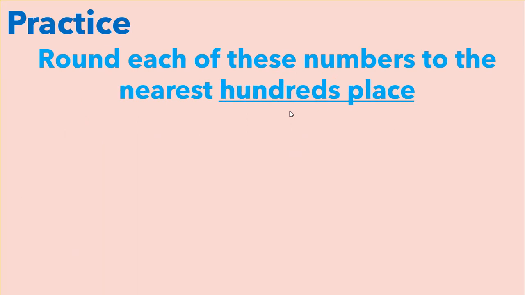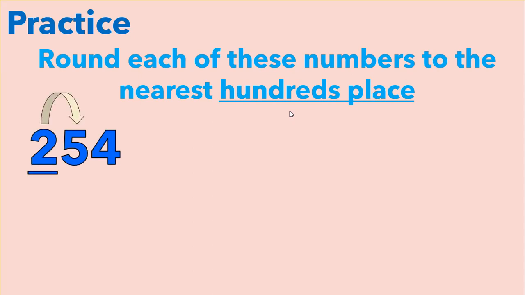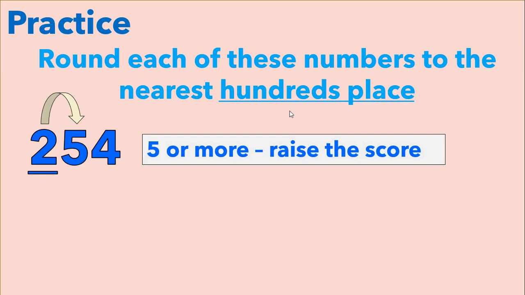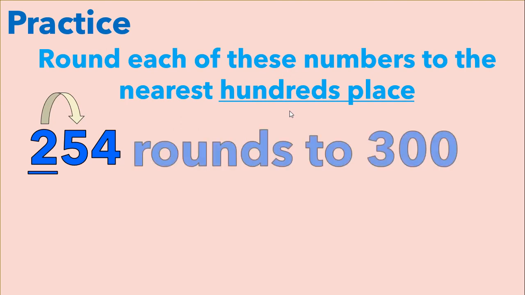Let's try rounding these numbers to the hundreds place. In 254, there's 2 hundreds. So we're going to look at the 5 to determine if we're going to stay at 200 or if we're going to round up to 300. The 5 falls in the category of 5 or more, so we're going to raise the score of 200 to 300. 254 rounds to 300.